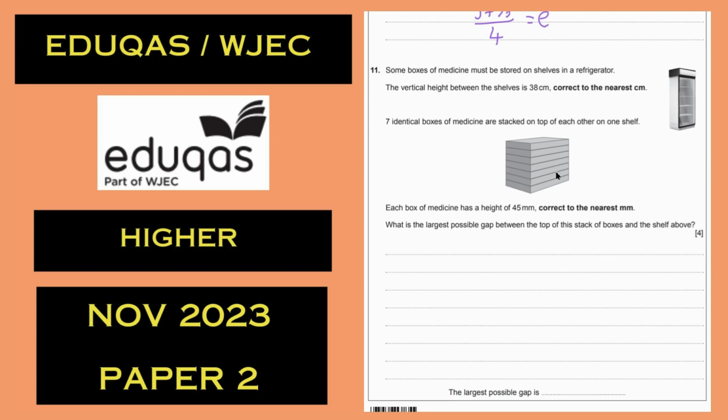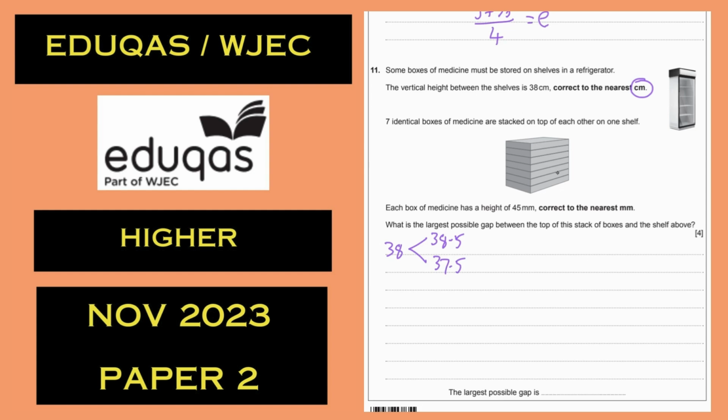Number 11. They've put it in bold. Things are written correct to the nearest centimetre. That makes this an errors or bounds question. Don't read on. Don't carry on with the waffle. 38 centimetres. The upper bound and lower bound, if it's been rounded off to the nearest centimetre, you go up and down by half a centimetre. 7 boxes.